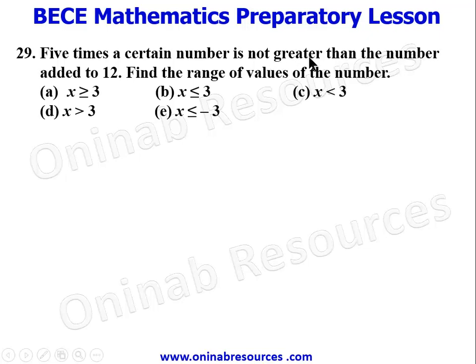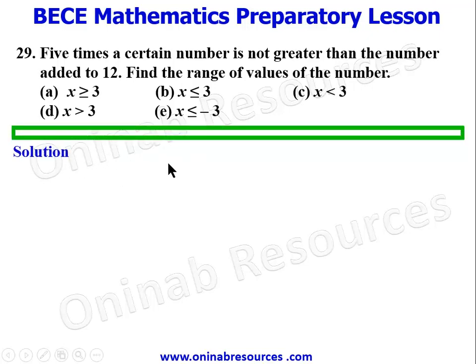5 times a certain number is not greater than the number added to 12. Find the range of values of the number. So in our solution, 5 times a certain number, that is 5x, if you take x to be the number, is not greater than, meaning it is less than or equal to the number, that is x, added to 12. So we have 5x minus x less than or equal to 12. This is 4x less than or equal to 12. Dividing both sides by 4, we have x less than or equal to 3. x less than or equal to 3, that is option B.